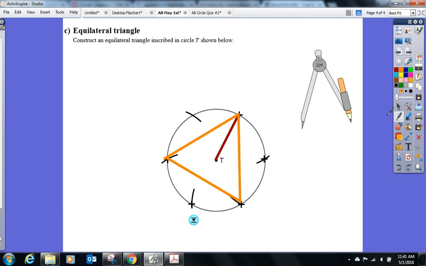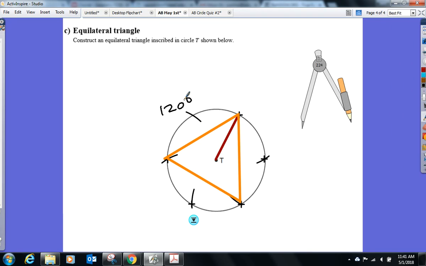And here, just a last thing, just to show you how the numbers work as well. You broke this up into three congruent arcs, right? They all total what? 360, right? If I broke it up into three congruent arcs, how much is each arc measure? 120. What type of angle is this one, or any of the angles in the triangle? Inscribed. How do you find any inscribed angle? Half the arc. What's half of 120? There you go. Any equilateral triangle has got to be 60, 60, 60, right?